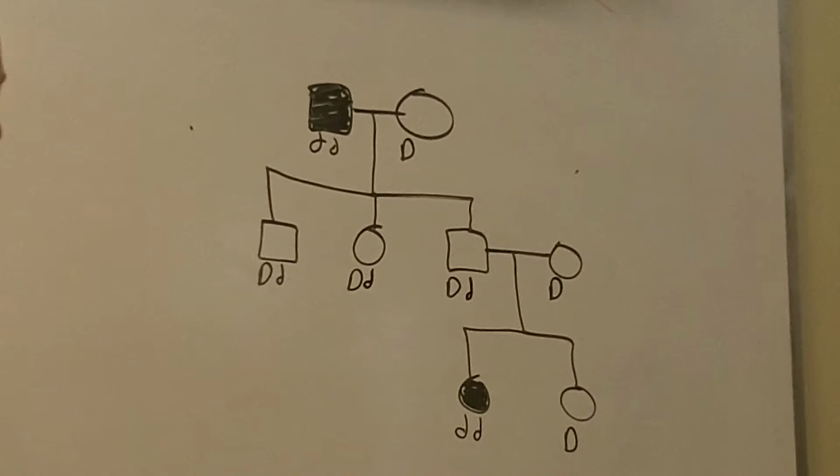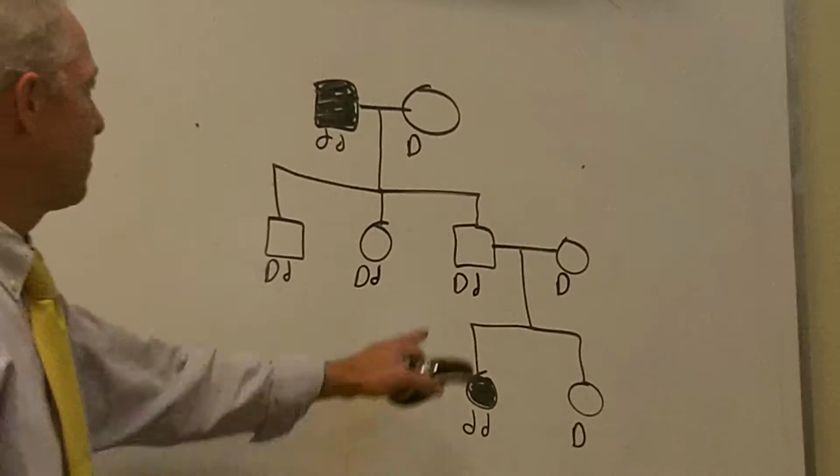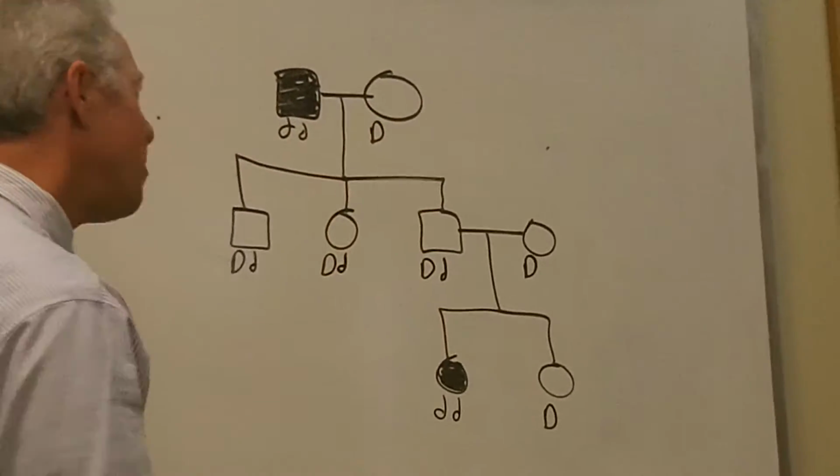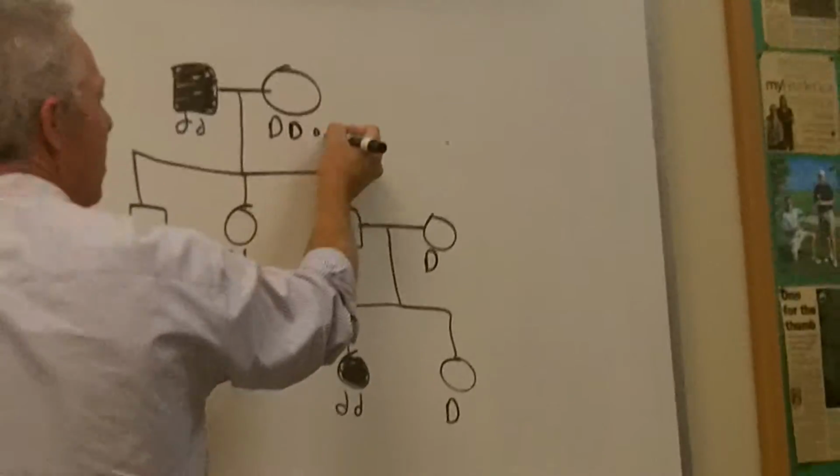Yes, Tom. The circle, like the parent, would be big D, big D. This one? Yes. It could be big D, question mark. But couldn't it be big D, little d?